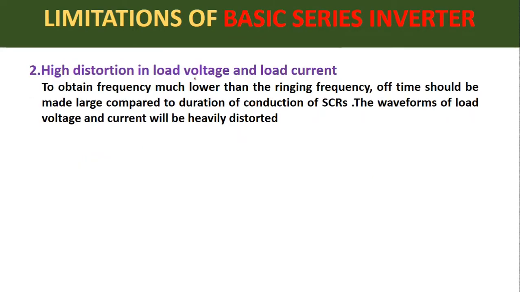Next limitation is high distortion in load voltage and load current. As we have seen from the maximum frequency equation, the maximum output frequency of the basic series inverter circuit is limited by this ringing frequency. Therefore we have to obtain the output frequency much lower than the ringing frequency. So to obtain the frequency much lower than the ringing frequency, the off time should be made large as compared to the duration of the conducting of SCRs.